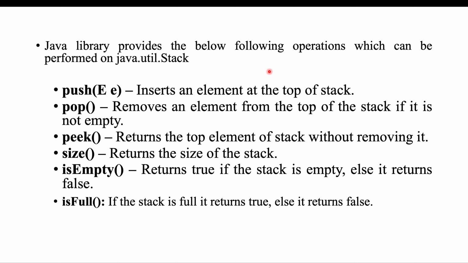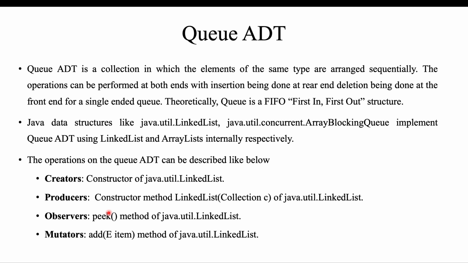Now there are various operations which are there in this particular library or package. These are some of them where we have push, pop, peek, size, isEmpty, isFull, and these are some of the operations which are most commonly used in the stack ADT. So basically we will use this stack ADT in order to implement any data structure operations which require this kind of operations. Now the third and one of the very commonly used ADTs is queue.